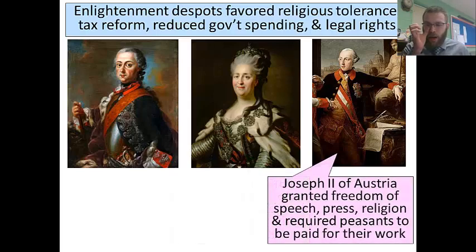Lastly, Joseph of Austria, he does grant a lot of freedoms. He's probably the most enlightened of the monarchs that you see before you. However, after Joseph moves on, passes away, those freedoms are slowly taken away in Austria.